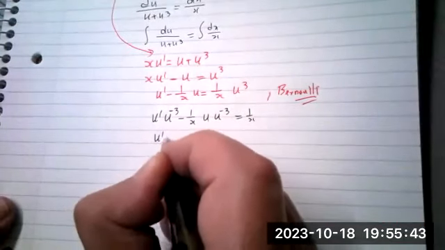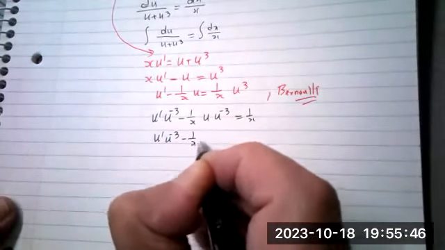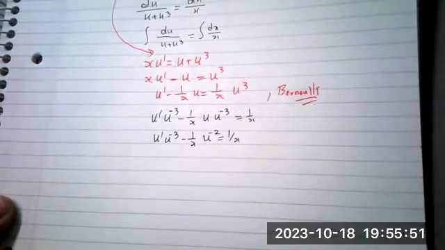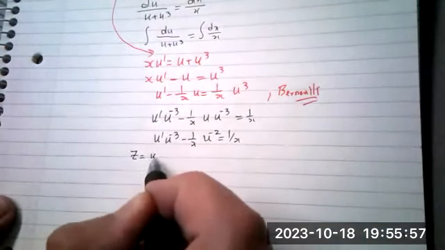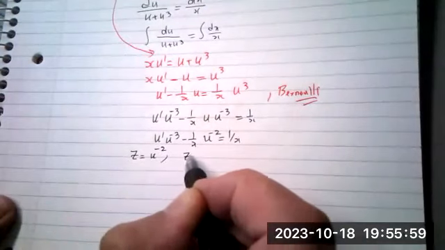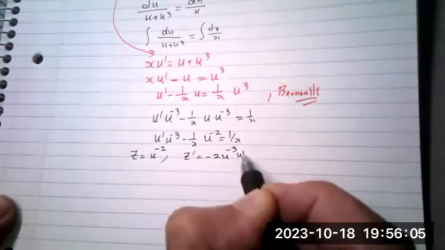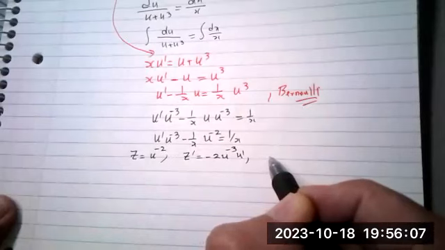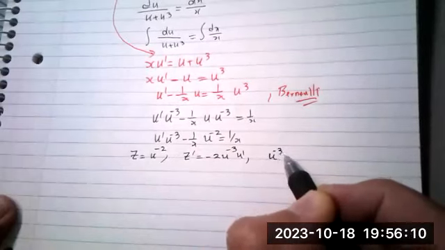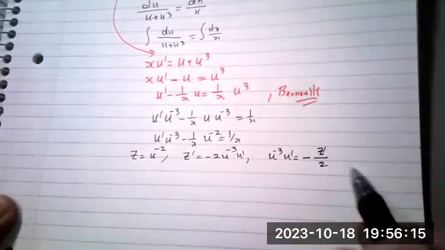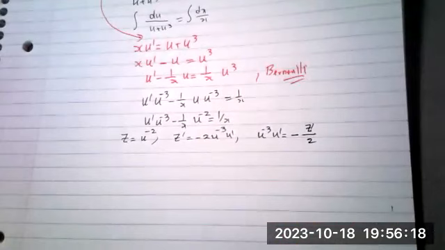Okay, so it's going to be u prime, u to the negative 3, minus 1 over x, u to the negative 2, equal to 1 over x. Remember the substitution, the z that we have. You take z to be equal to u to the negative 2, and then you find z prime: negative 2u to the negative 3 u prime. And you are going to find what u to the negative 3 u prime is, which is negative z prime over 2. The procedure of the Bernoulli equation.